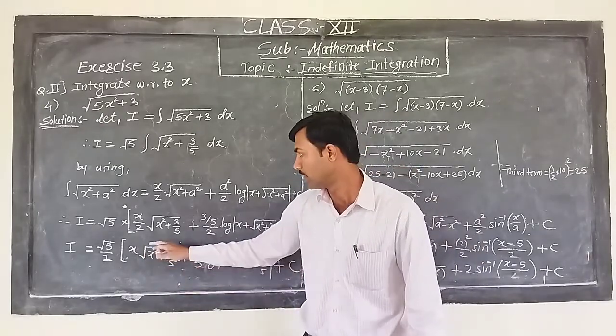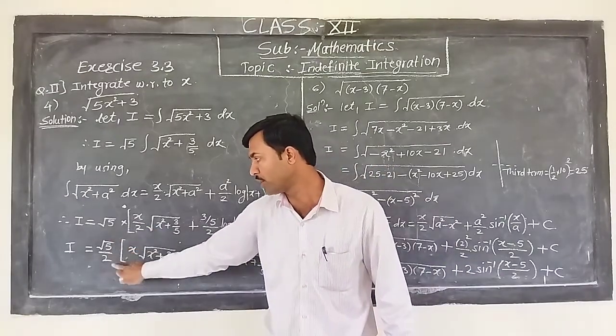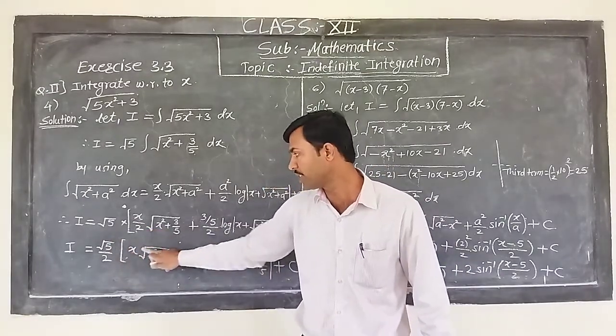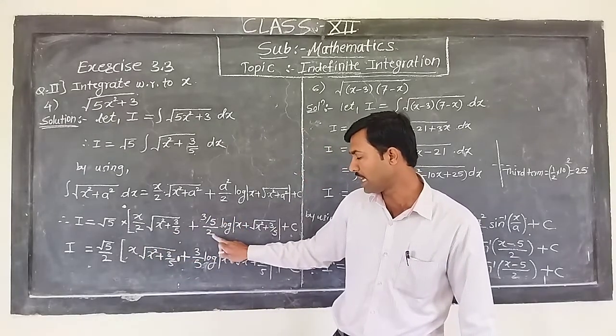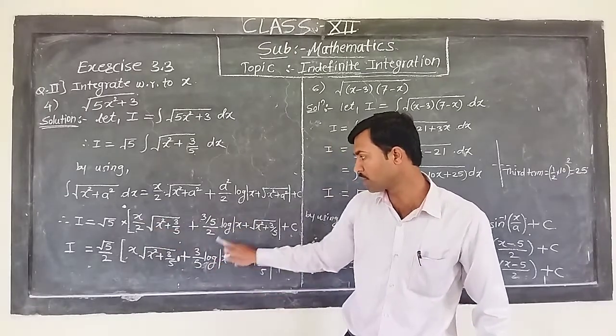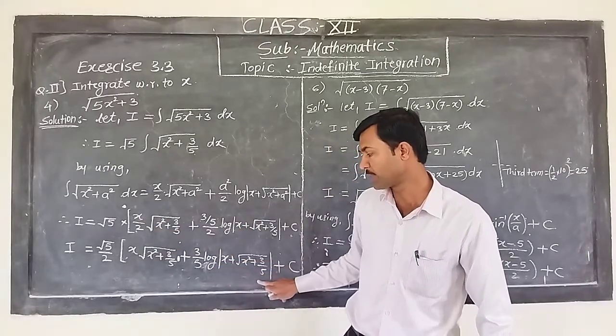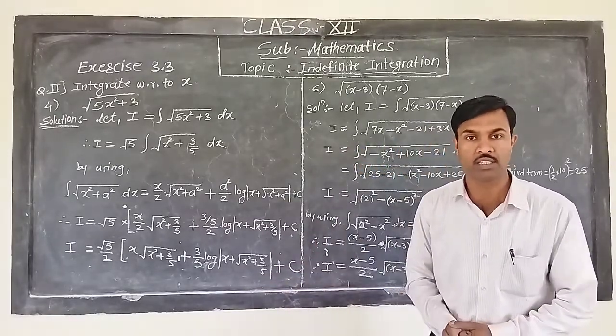Here, after taking 1 by 2 as common, it will be root 5 upon 2 into x into under root of x square plus 3 by 5, plus 3 by 5. As we have taken this 1 upon 2 in common, the remaining term is 3 upon 5 into log of mod of x plus under root of x square plus 3 by 5, plus integration constant c.